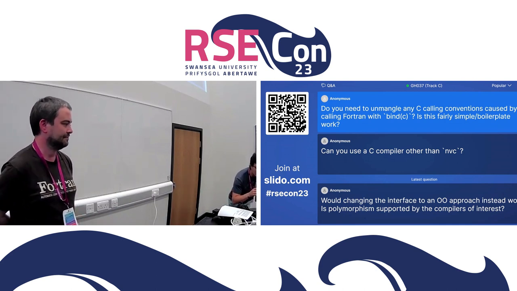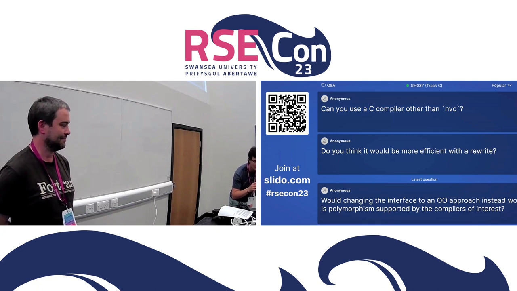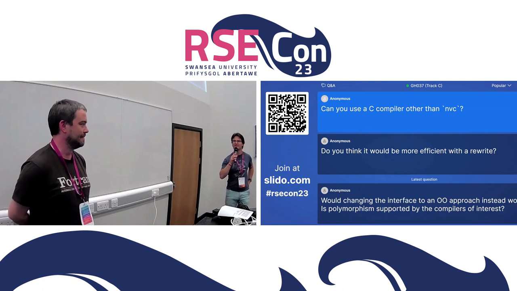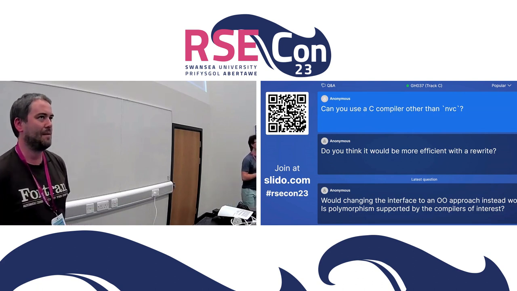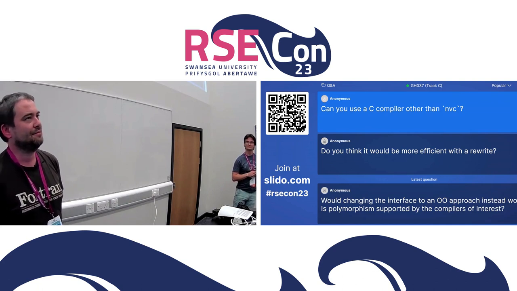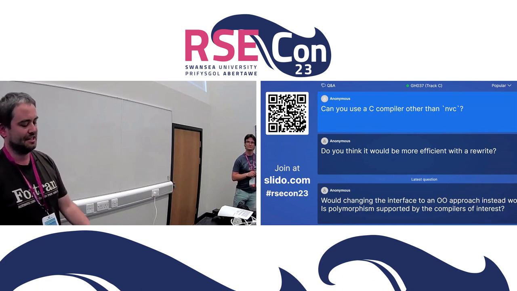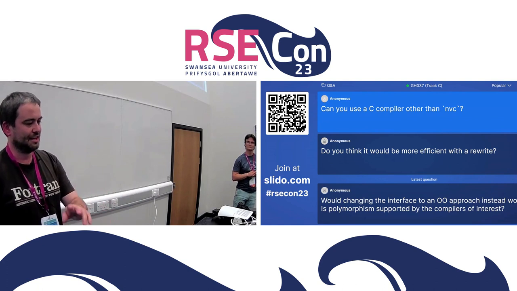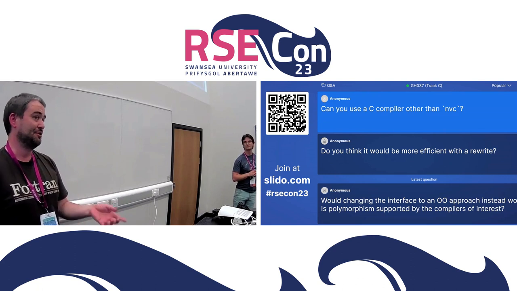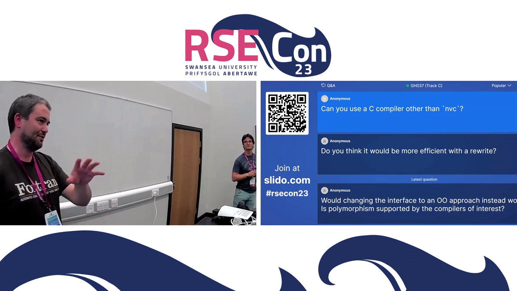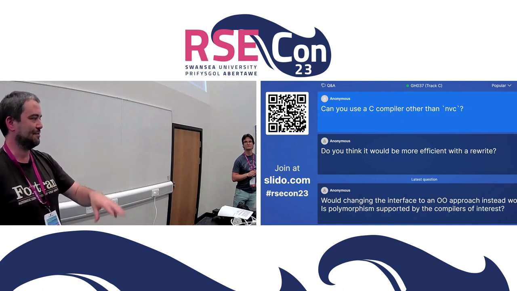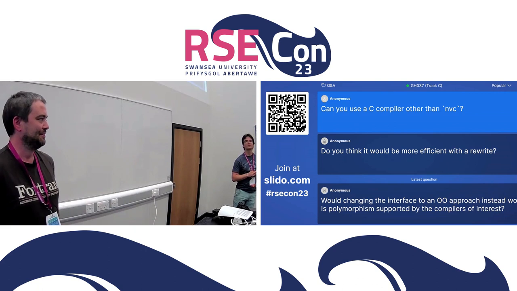Next one is, can you use a C compiler other than NVC? I think you also mentioned you used NVFortran as well. Yes. So the reason we had to link it with NVC was to get the correct OpenACC library linked in at the end. I think in principle you could use another one, but whatever your accelerator Fortran compiler is, you probably want to use its family of compiler as the linker as well in the end.